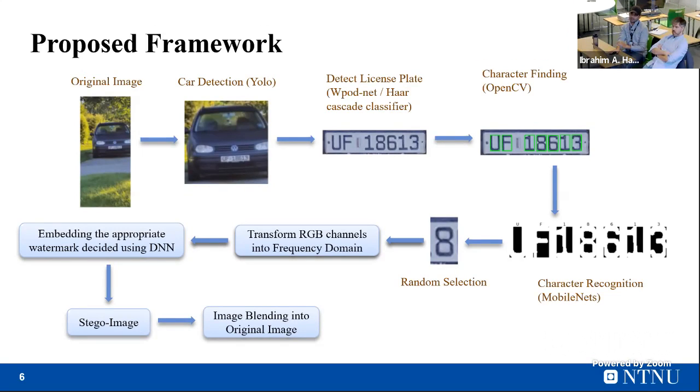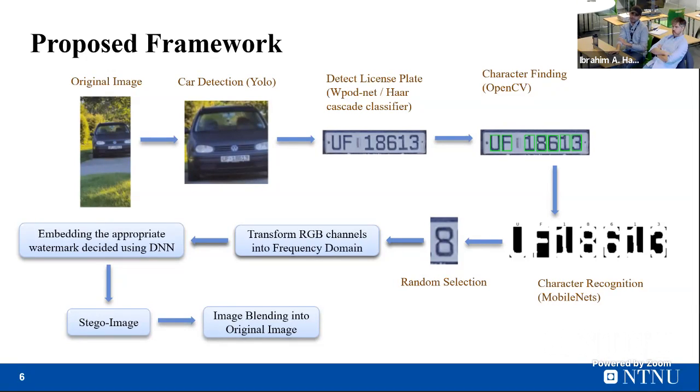So our target is to attack real-time systems at runtime instead of just testing examples on some models. After that, using OpenCV, we find the characters, and later we are using MobileNet, which is also an existing model, to recognize the characters. Then we randomly select any character which we want to convert into the frequency domain and add some noise into it using steganography techniques.